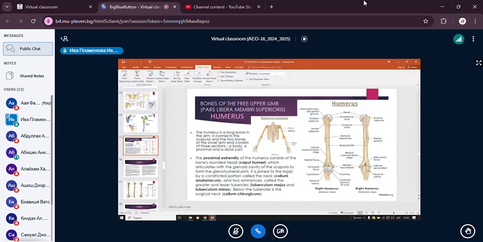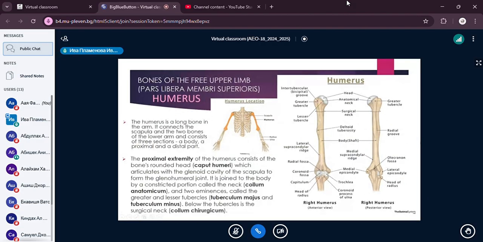Bones of the free upper limb. And let's start with the brachial region. Here we have only one long bone, which is called humerus, of course. It connects the scapula and the two bones of the antebrachium.